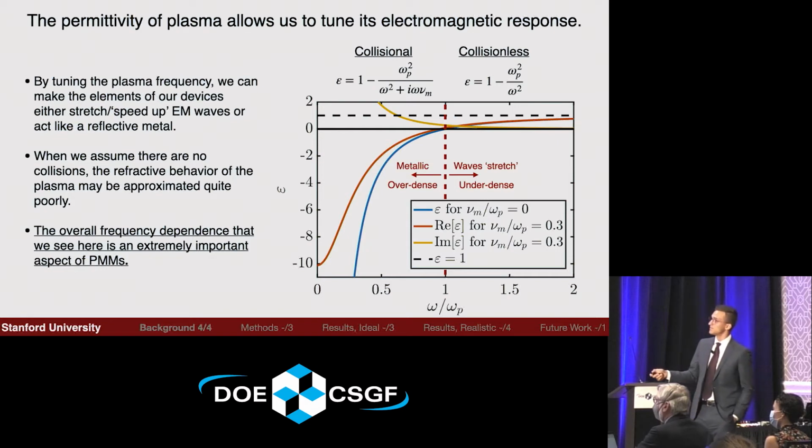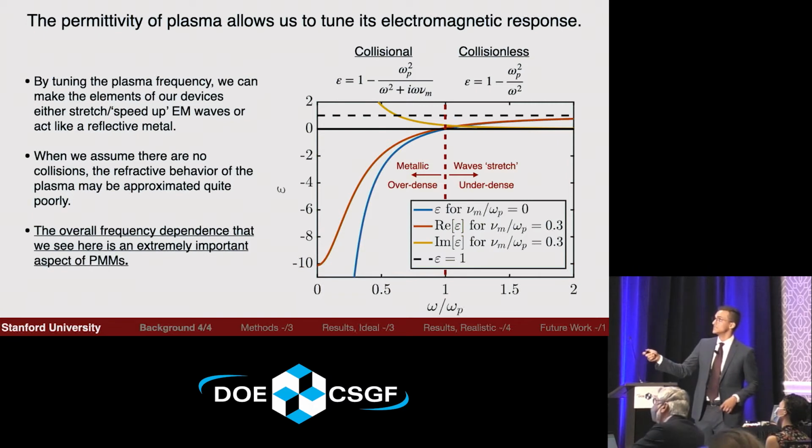In this plot here, the blue line is just the collisionless plasma permittivity. The orange line is the real part of the collisional model, and the yellow line is the imaginary part of the collisional model. Depending on what the plasma frequency is in reference to your operating frequency, plasma can either stretch waves, like for an underdense plasma, if the plasma density is low, since this is in the numerator here, your permittivity is greater than 0. So your index is between 0 and 1.